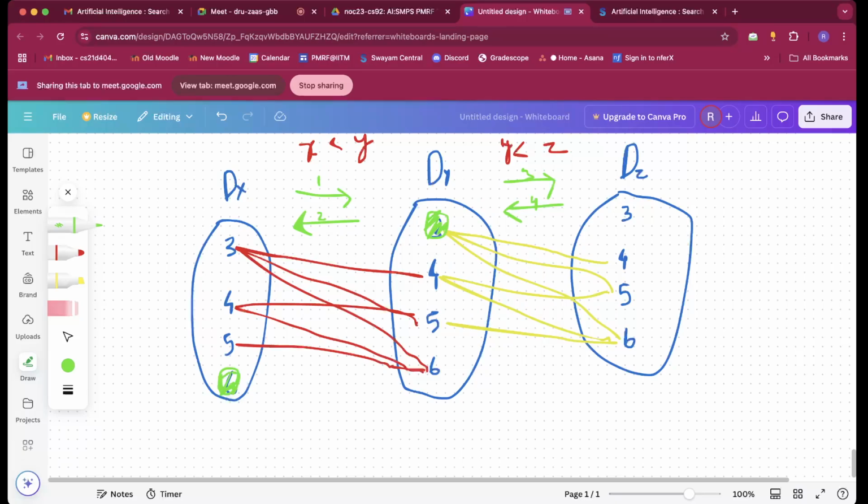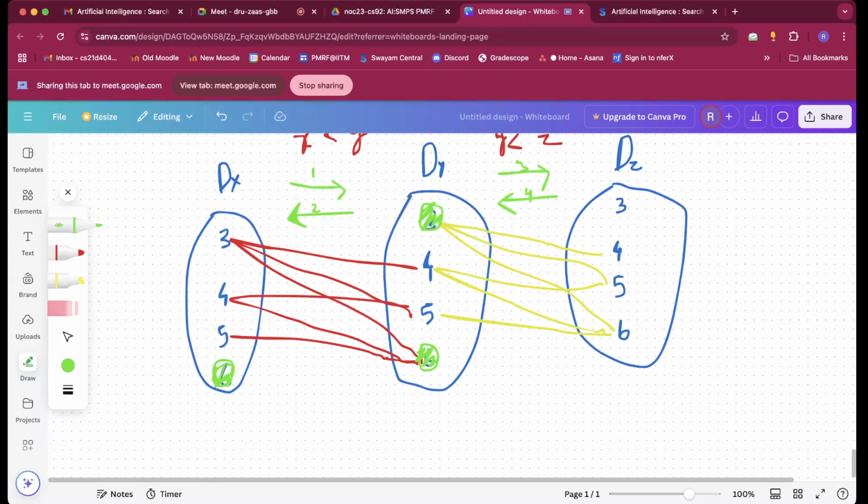Now we'll look at the direction dy to dz, and here again we see that 6 is one such element that does not have any edge from dy to dz, so we'll remove that, and no other element can be removed. Now we'll move in the direction from dz to dy, and here we see that 3 is a number that does not have any edge from dz to dy, so we'll remove that.